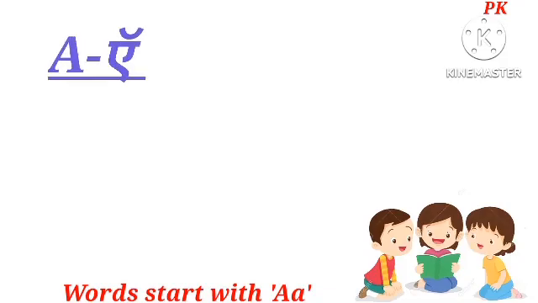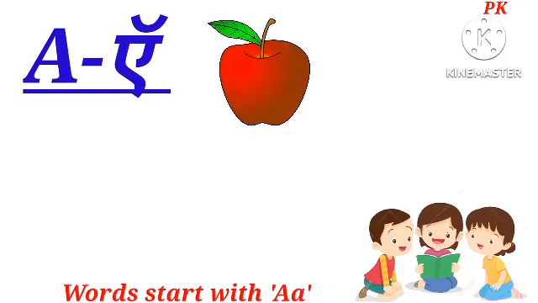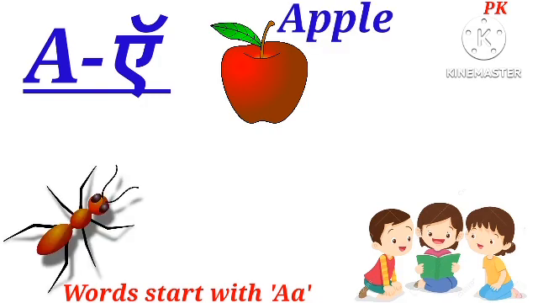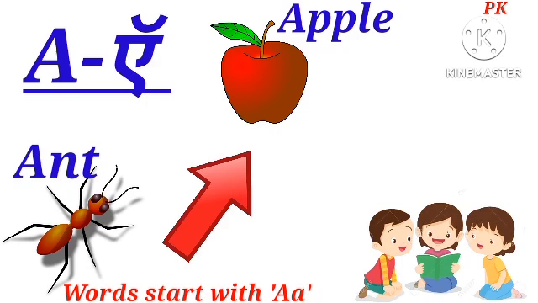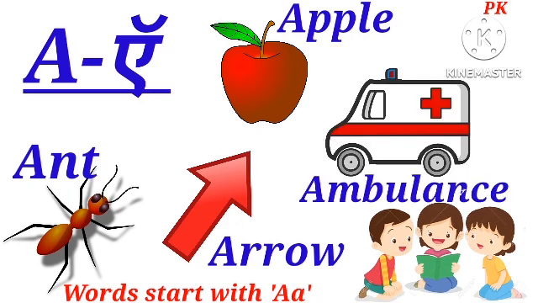Let's start. Letter A. It sounds A. So A says a apple. A says a ant. A says a arrow. And A says a ambulance. So what is the first letter here? A, and it sounds A. So A says A.